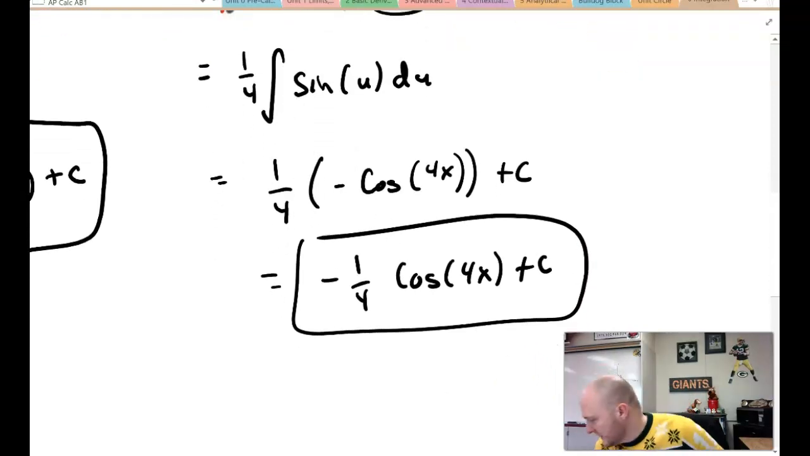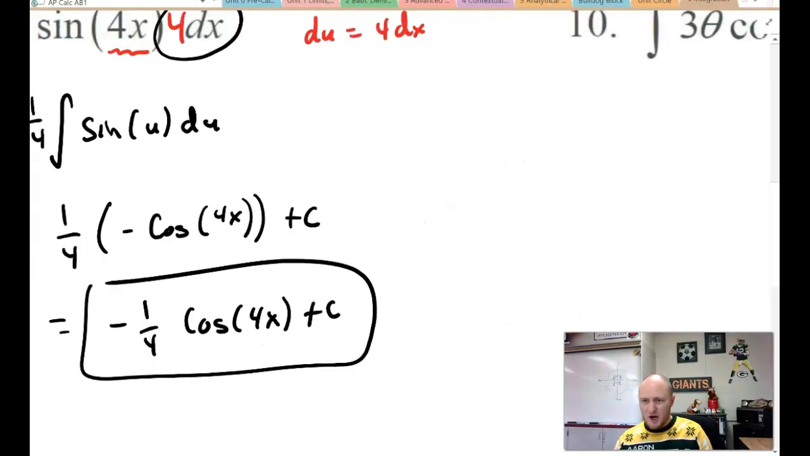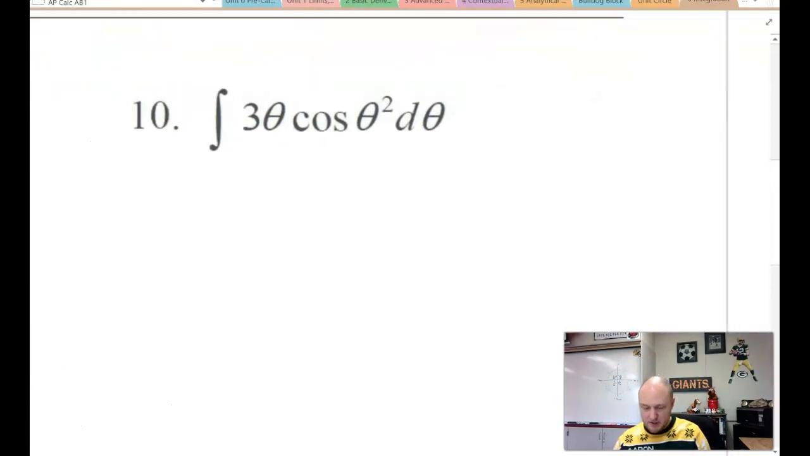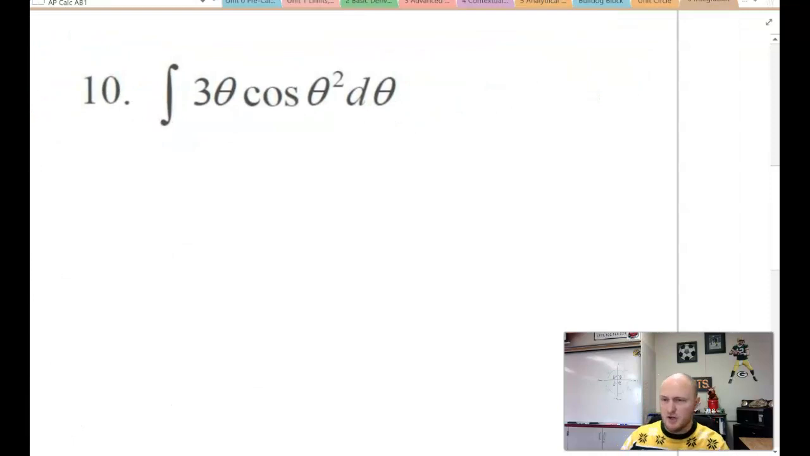All right, there is example number 9. And one that is similar here, we have the integral of 3 theta cosine of theta squared d theta. Whenever you have a trig function, this kind of bugs me. I wish problems would just automatically put parentheses here. That's your argument, theta squared, okay?